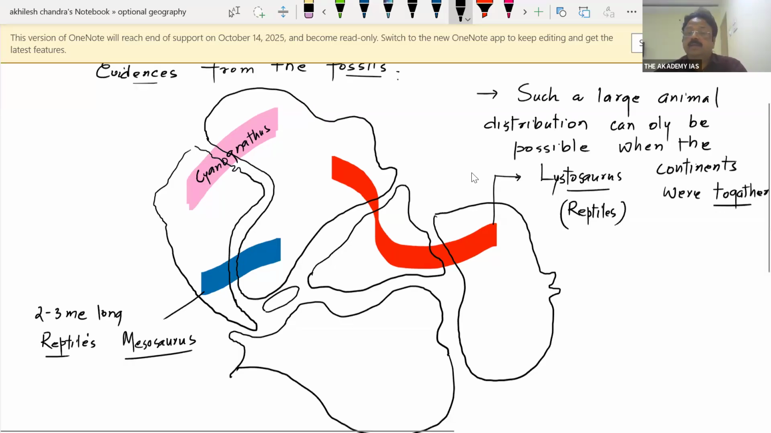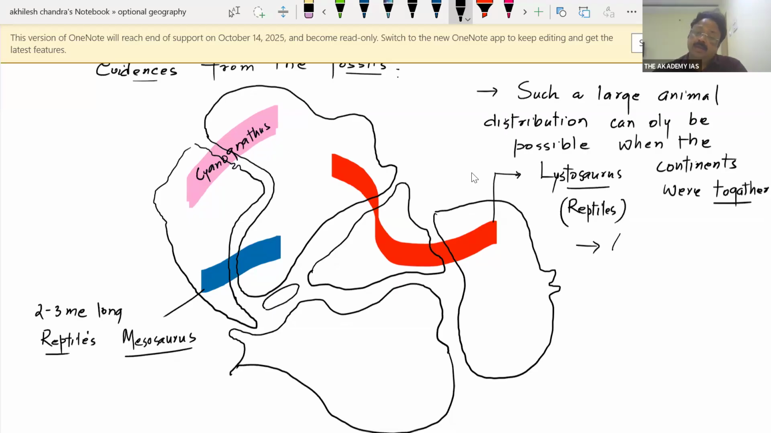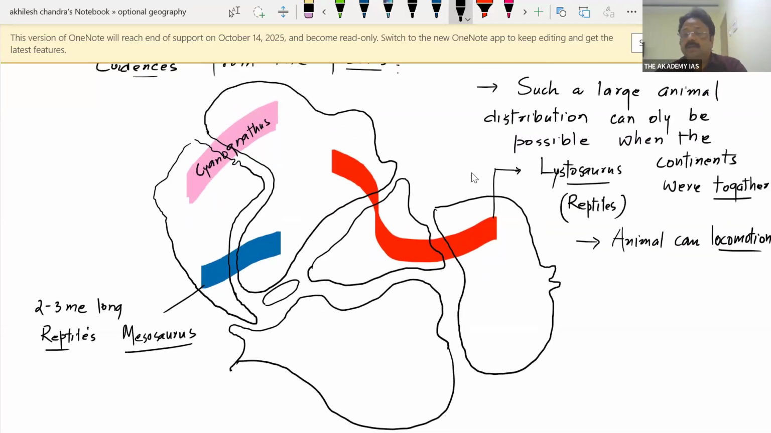But you might say that animals can swim, animals can locomote. Although locomotion does not ensure such a massive distribution, there may be a possibility that an animal can swim up to separated land masses by several thousand kilometers. But what if you get a fossil which is plant in origin?